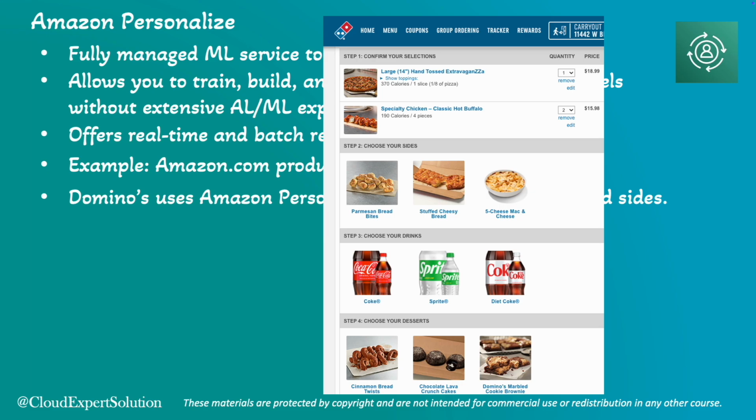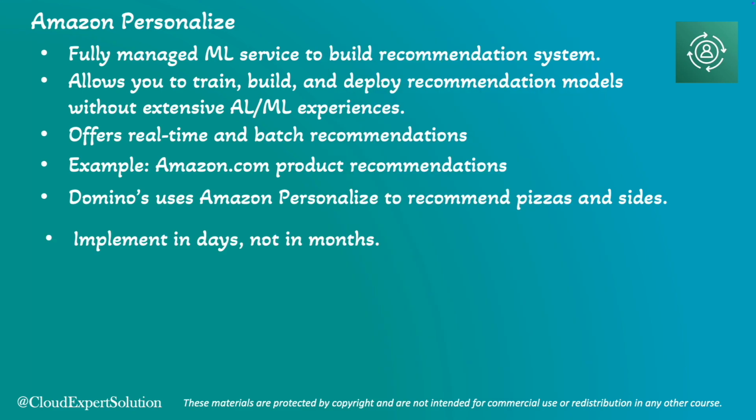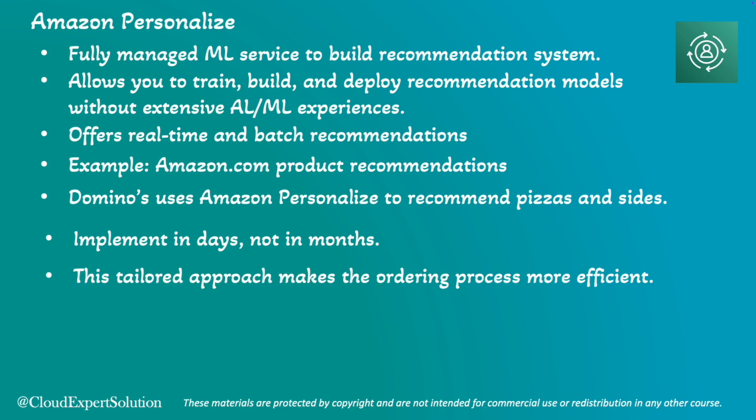So even if customer will forget whatever he or she purchased previously, based on the purchasing habit, retailers are providing recommendations for their customers. And the beauty is you can implement this recommendation in days, not even months. You don't need to build, train and deploy machine learning algorithms as we saw at the beginning of this presentation. And this tailored approach makes the ordering process more efficient and enjoyable for customers.